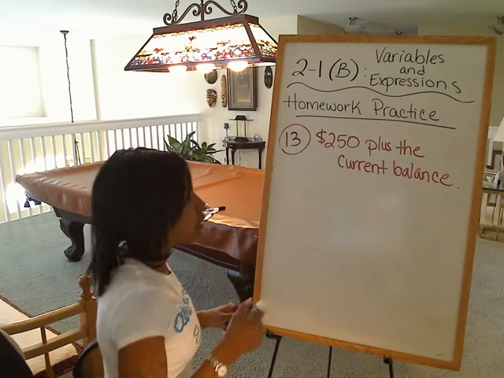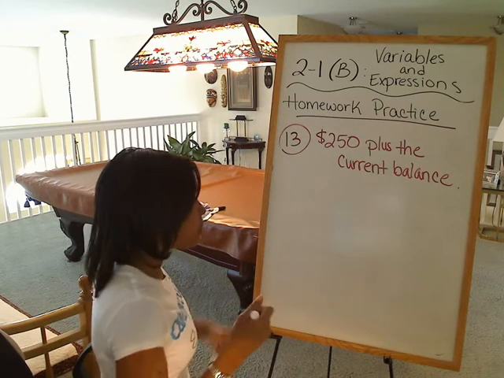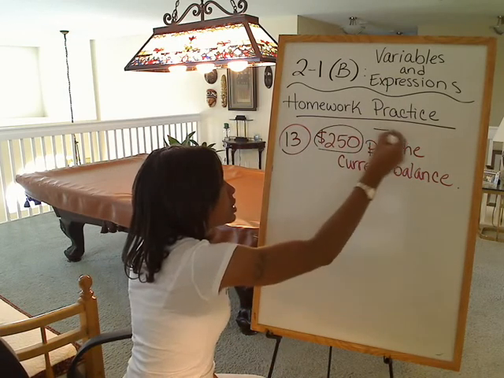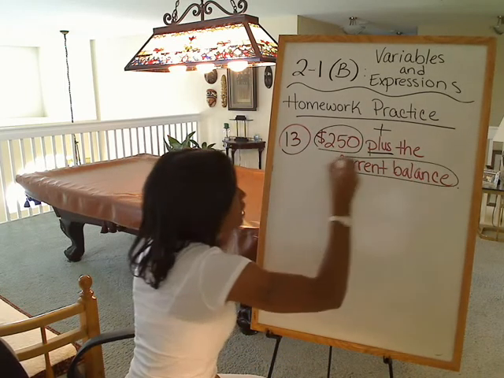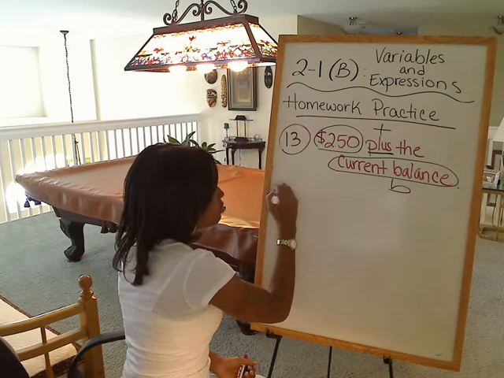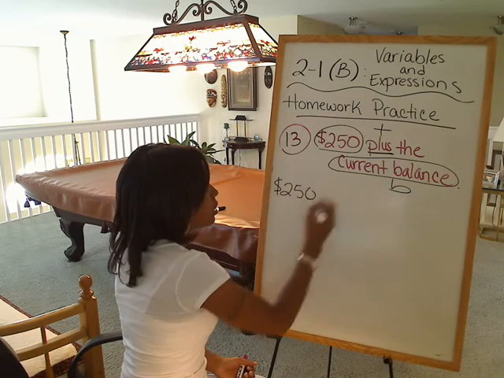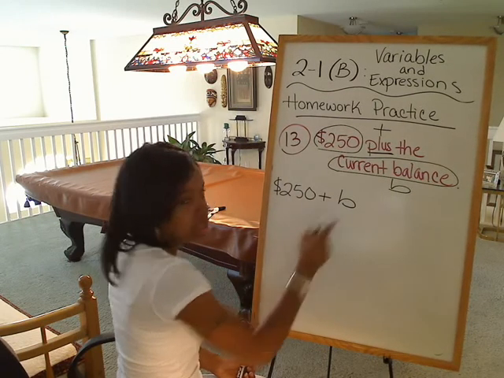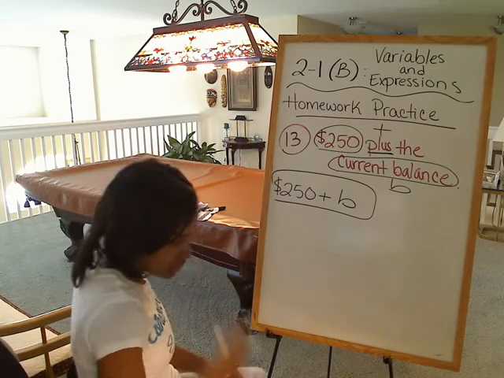First thing you want to do, find everything that's going to be in your algebraic expression. 250, that's the number. The word plus, we know, is addition. And the current balance is what you're adding it to. So we have to assign a variable to that because we don't know what it is. So let's call it B for balance. So your expression will look like this: $250 plus B. $250 plus the current balance. And that's it. You're done. Final answer. That's how easy that is.